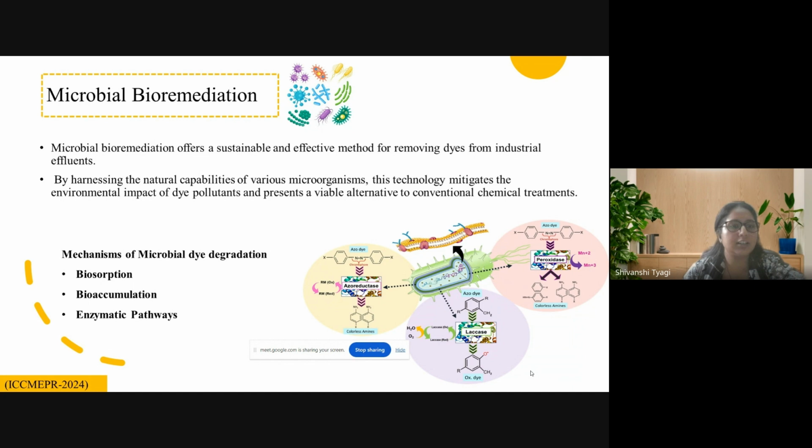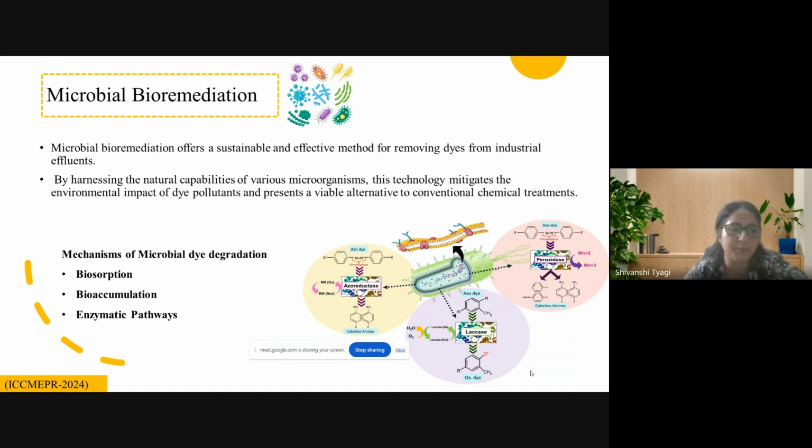There are several methods or mechanisms by which microbial dye degradation occurs. First is the biosorption. It involves the adsorption of dye molecules onto the microbial cell walls. This process effectively removes dyes from solutions, allowing them to be separated from the cells and safely discarded or treated further. Second is bioaccumulation. In this process, microorganisms take up or store dyes within their cells. This mechanism can be particularly useful for concentrating or isolating these dyes from the contaminated environments.